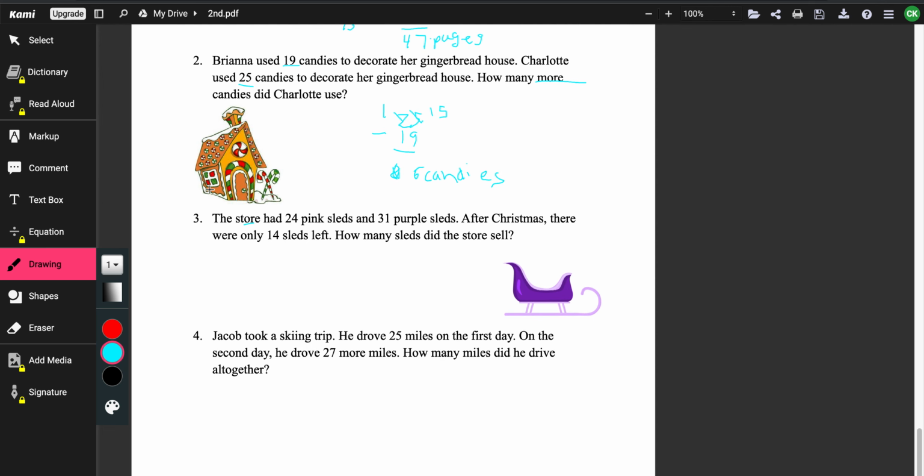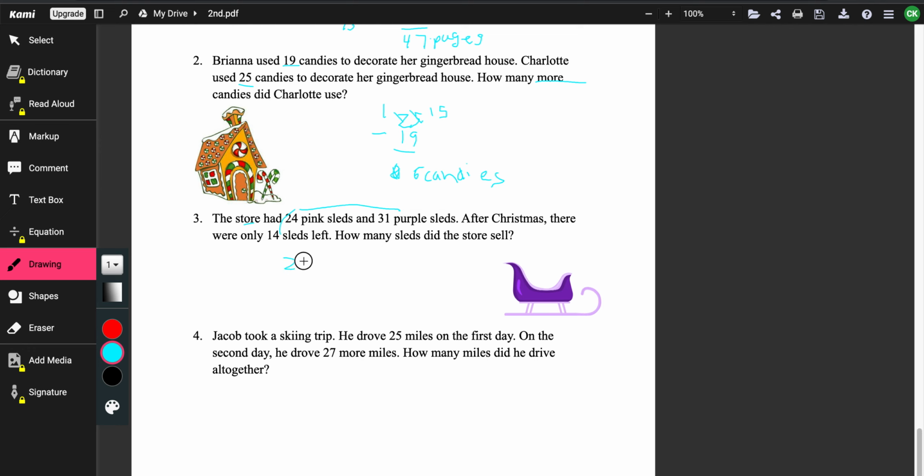And to end it, let's just do number 3. The store had 24 pink sleds and 31 purple sleds. After Christmas, there were only 19 sleds left. How many sleds did the store sell? So we could see that there were 24 pink sleds and 31 purple sleds, meaning that we're gonna have to add these two numbers and subtract it from this.